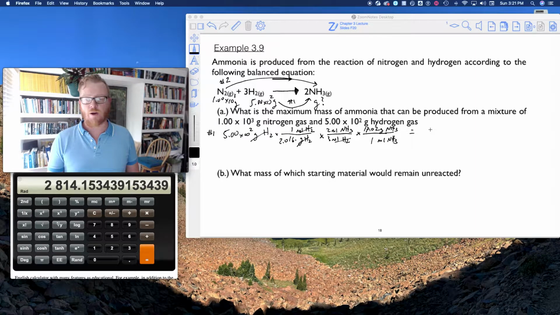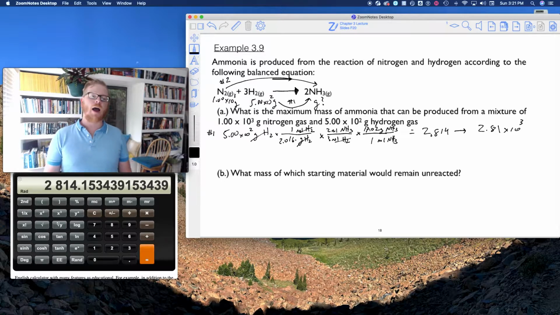And so I want to write all that down, 2,814, and I want to do only 3 sig figs. So this is where I'm going to use scientific notation, and I'm going to say 1, 2, 3, okay? So that's 2.81, but I'm not going to write 814. I'm just going to write 2.81 because that gives me my 3 significant digits times 10 to the 3rd power. Okay, and that's grams of NH3.